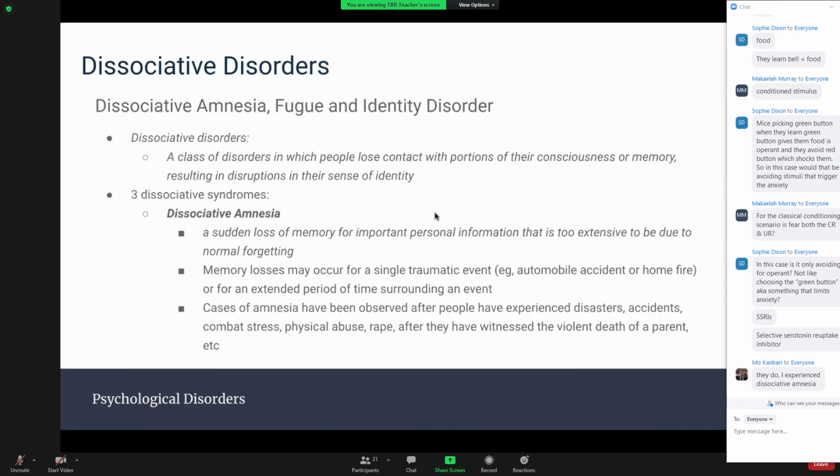There's three types of syndromes we're going to talk about in this category. And the first is dissociative amnesia.